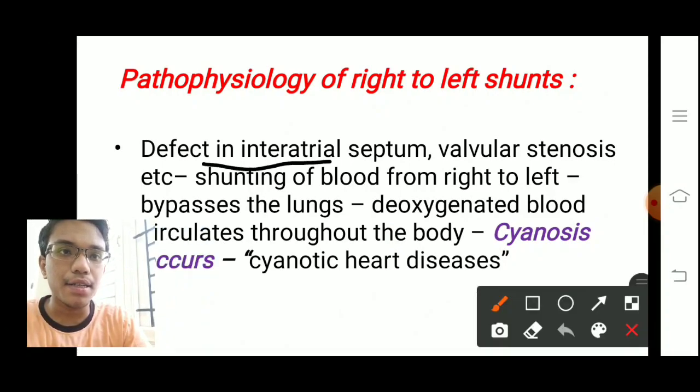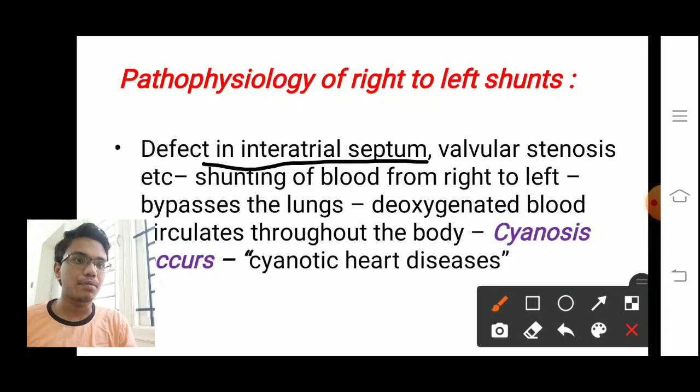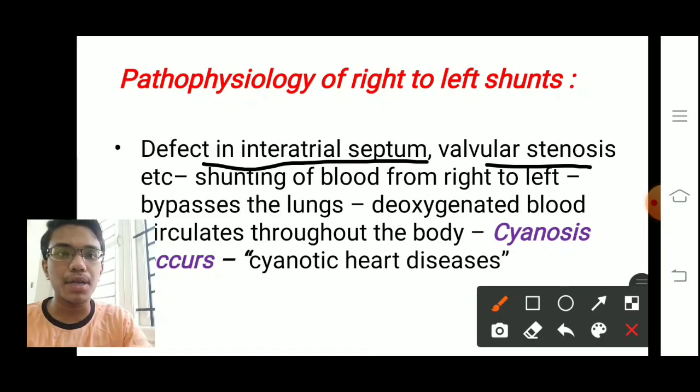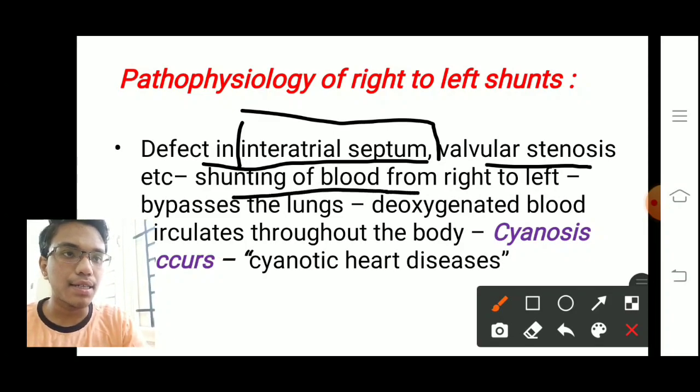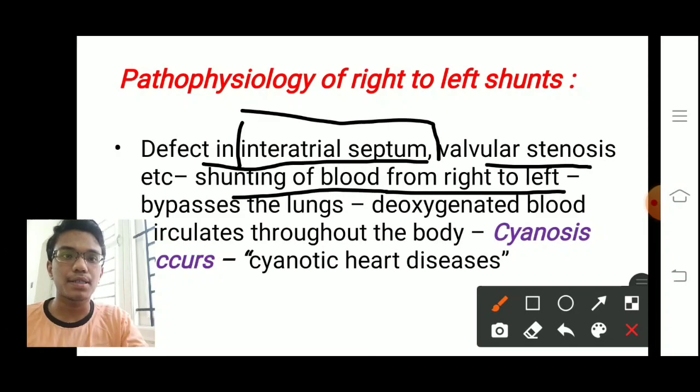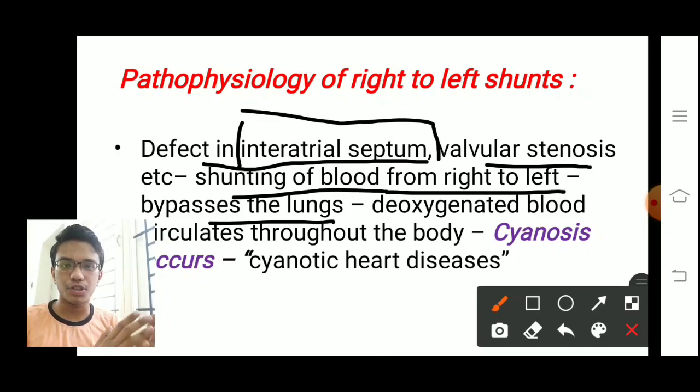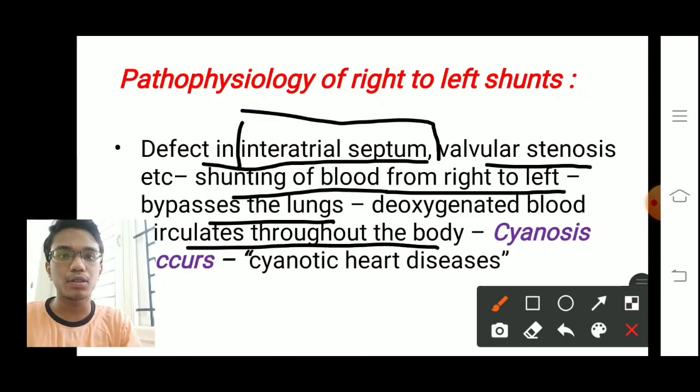Defect in the interatrial septum. It can be a defect in the interatrial septum, or it can be due to valvular stenosis. We will discuss it later. So just imagine this interatrial septum for now. As there is an interatrial septum defect, some shunting of blood occurs from right to left, bypassing the lungs. So the shunting of blood occurs and the deoxygenated blood lands up in the left atrium. Now this deoxygenated blood from the left atrium will circulate throughout the body through the aorta. And that causes the patient to have this feature, that is cyanosis.